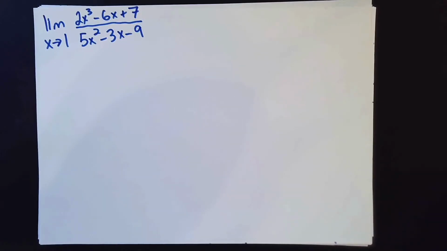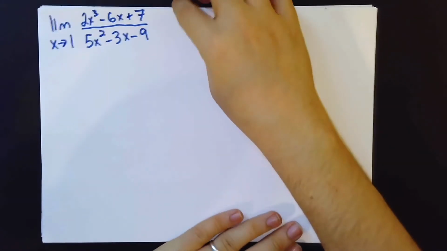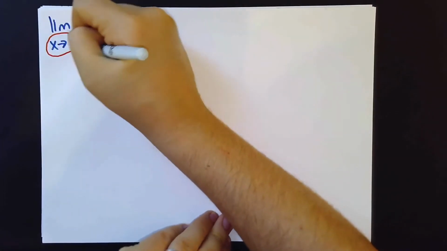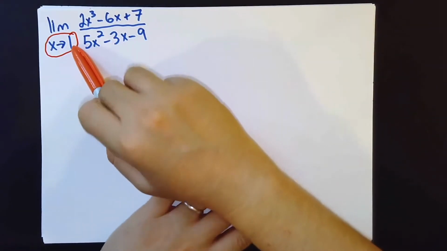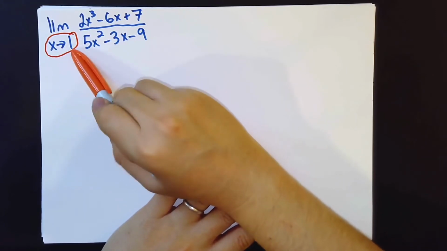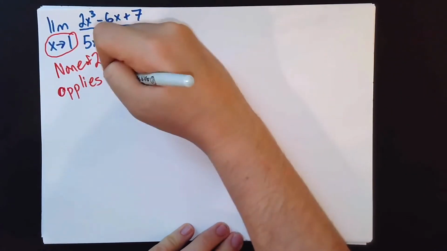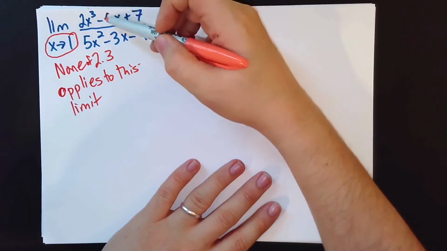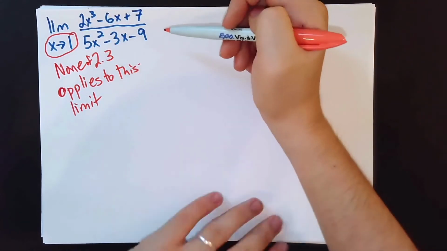To re-emphasize this point from earlier, here's another limit that looks a lot like the limit we were just doing. But there is an enormous difference. Namely, that piece. The fact that this is an x going to 1, rather than an x going to infinity or minus infinity, means that none of this applies to this limit. So in particular, I very much cannot throw away this minus 6x or the plus 7, or the minus 3x or the minus 9. I need all of those.